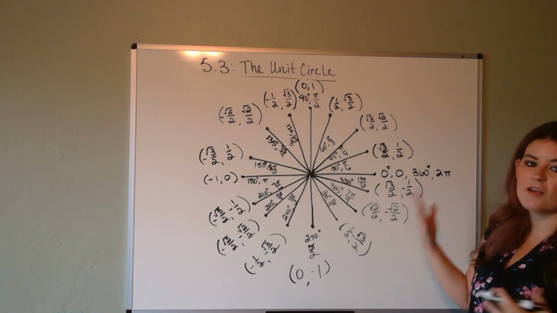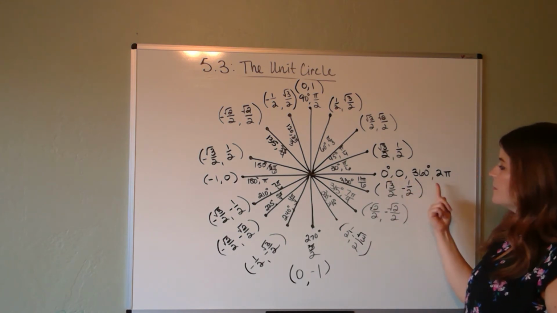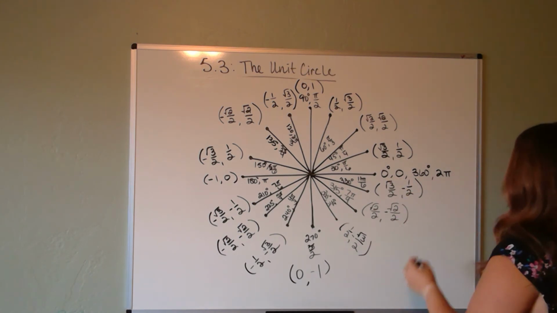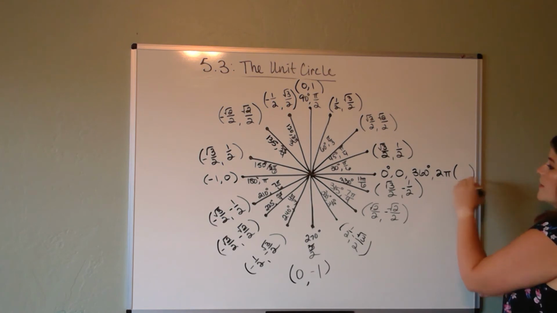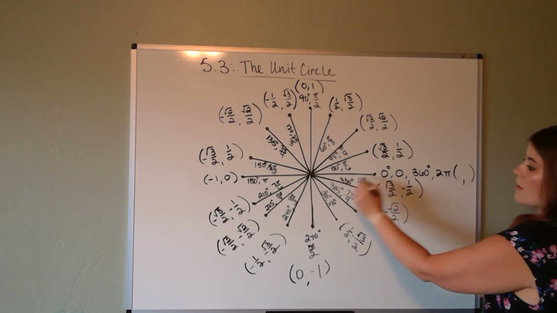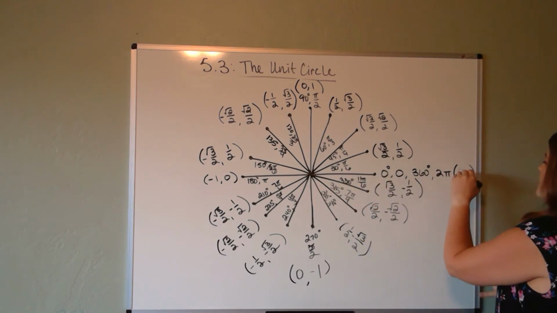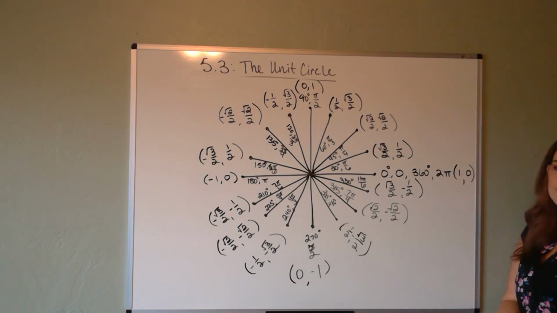But it's just the concept of coterminal angles, right? 0 and 360 are coterminal. All right, how to find its coordinates? Well, remember, this is 1 unit away. I just went straight right on the x-axis, so that's 1, 0.